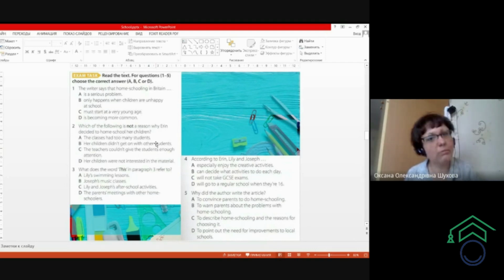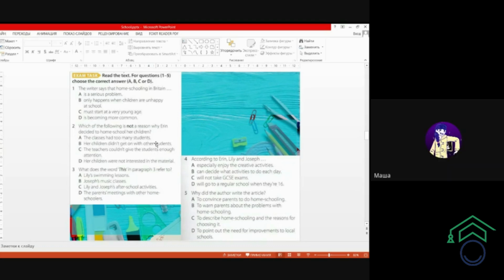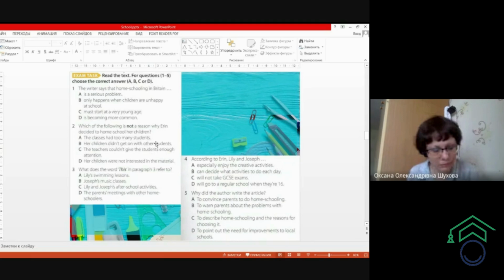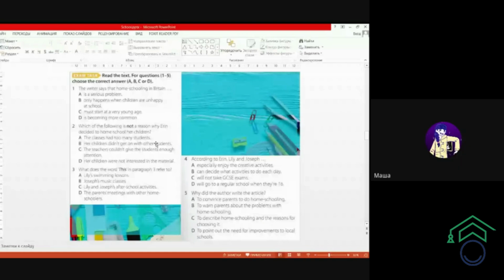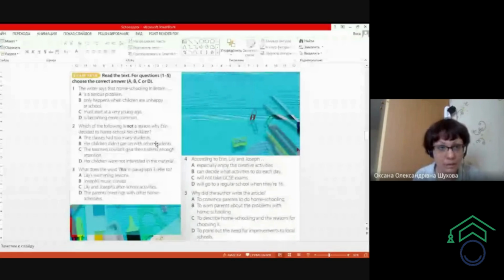Okay, so read the first. Number 1. The writer says that homeschooling in Britain, A, is a serious problem. B, only happens when children are unhappy at school. C, must start at a very young age. D, is becoming more common. D. So you choose variant D. Okay, so right. Okay, number 2.